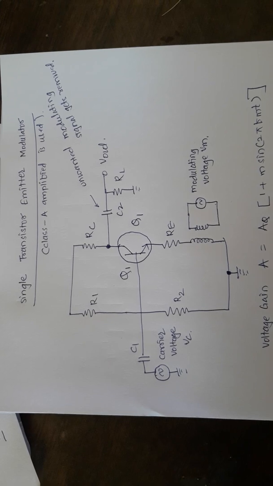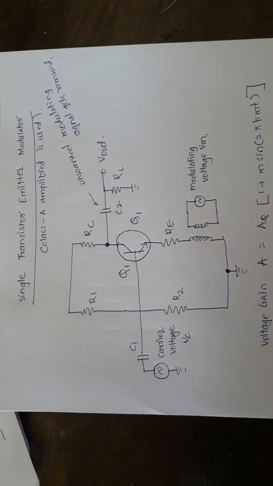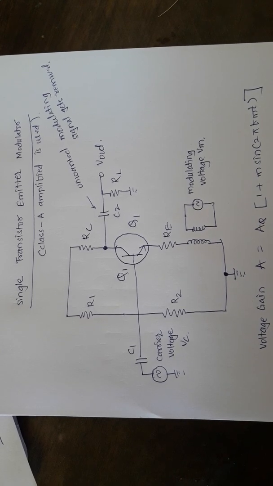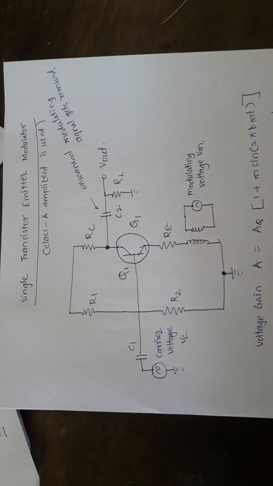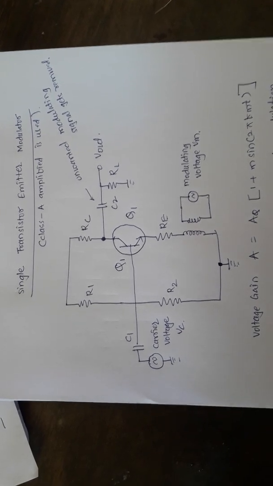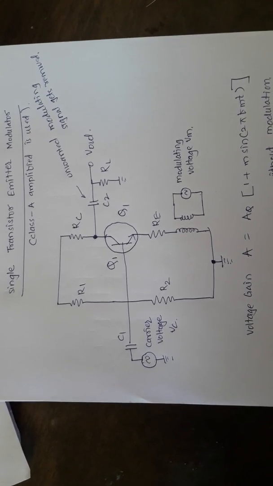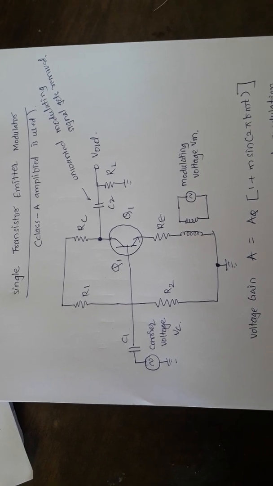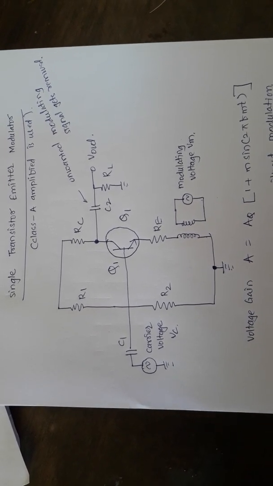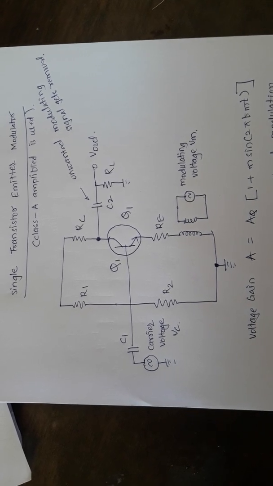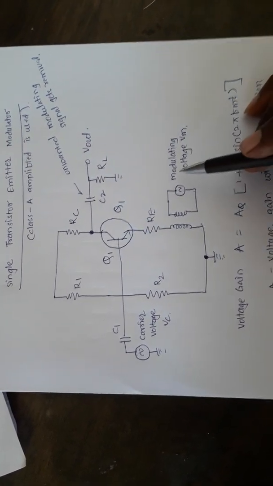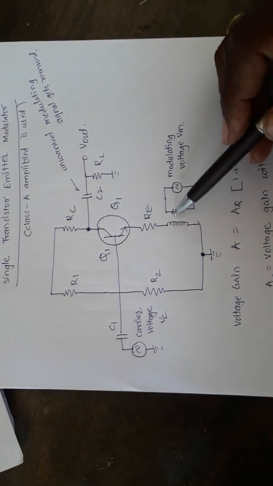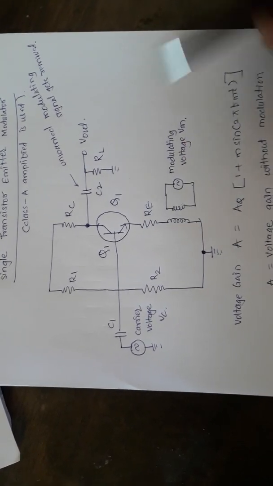For the base of the class A amplifier, we are applying the carrier voltage, and the modulating signal which we want to modulate is applied to the emitter of this transistor through transformer coupling. This circuit is also called an emitter modulator circuit, and it performs the operation of amplitude modulation. Now, the two inputs, RF carrier and the modulating signal: the RF carrier is applied to the base of the transistor, and the modulating signal is applied to the emitter side through the transformer coupling.